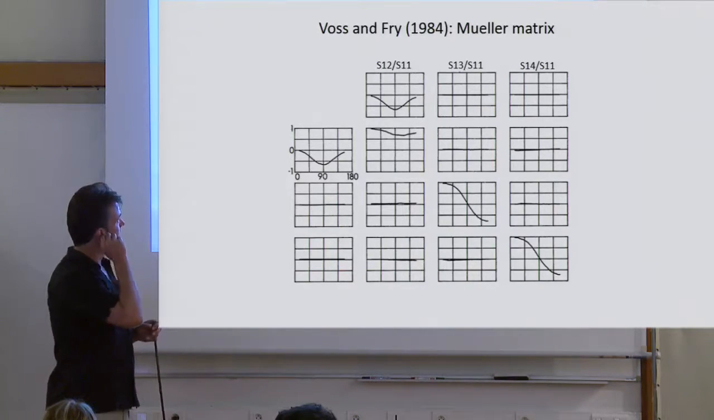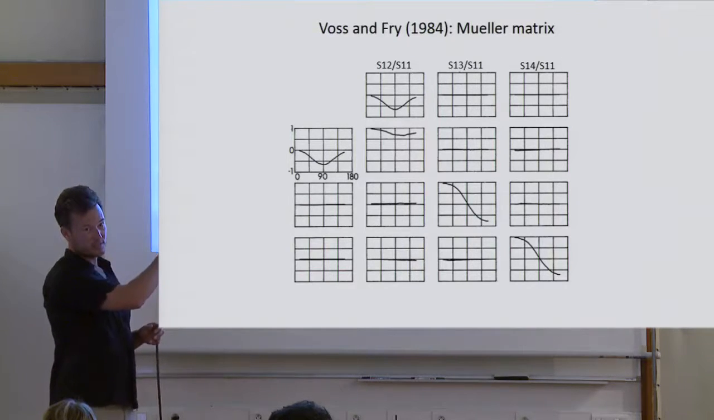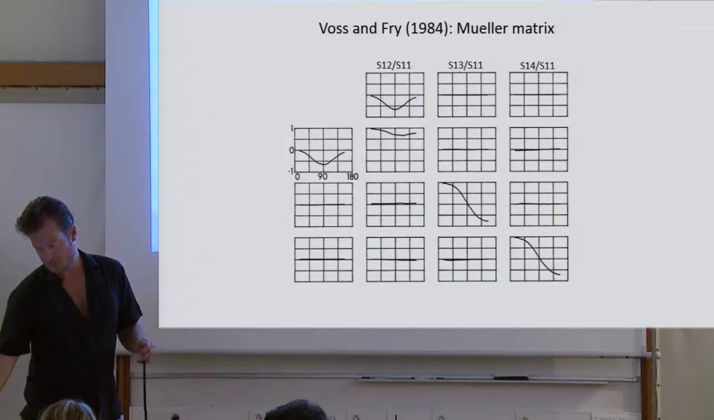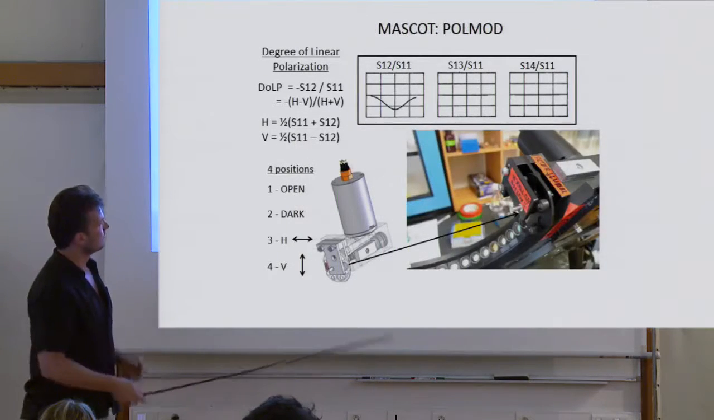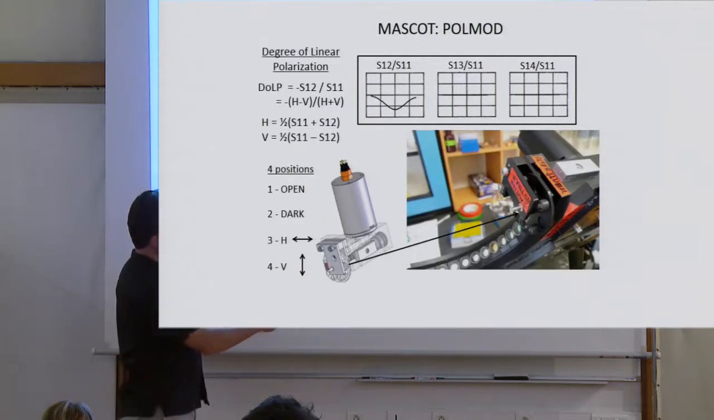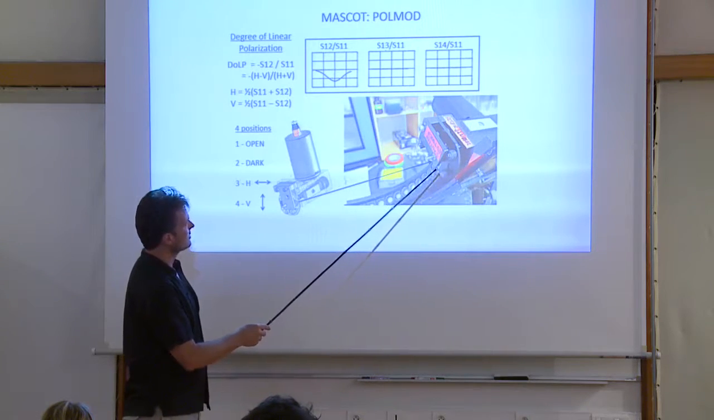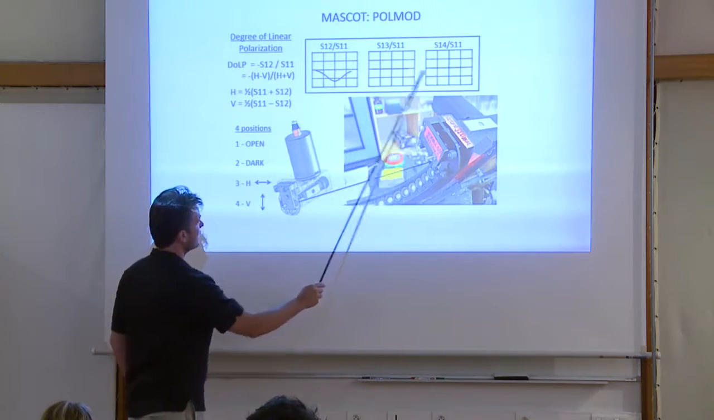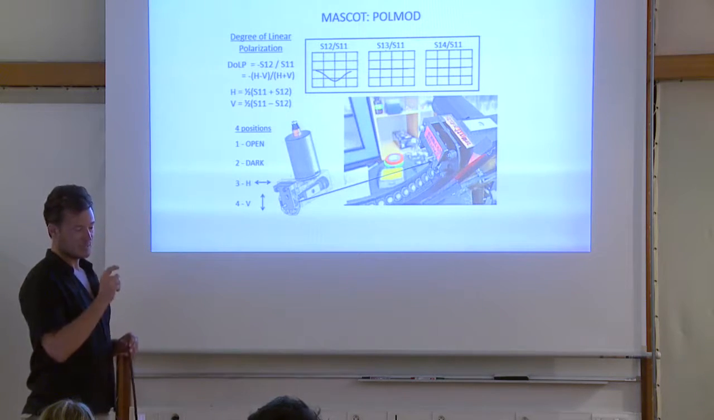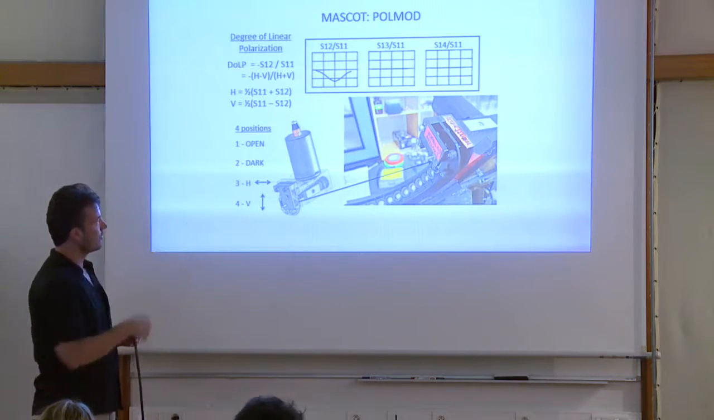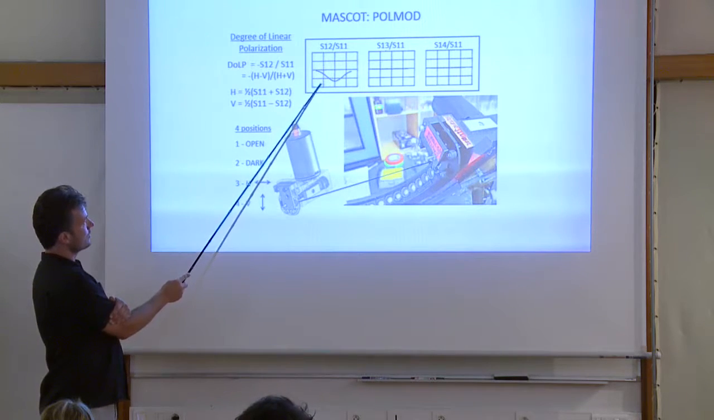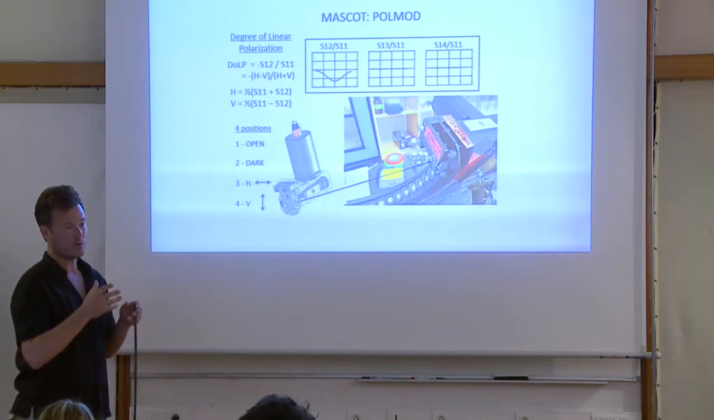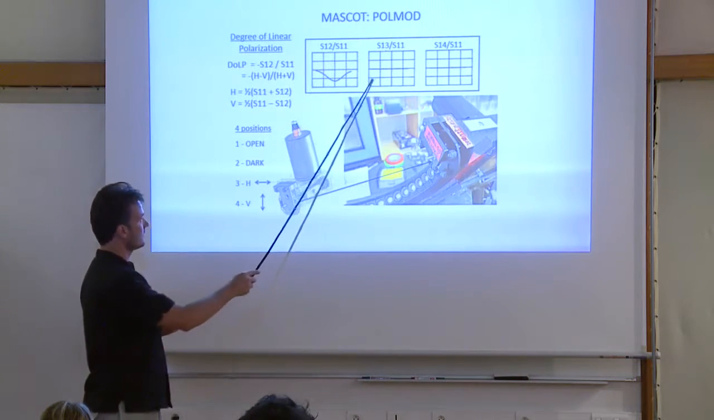So moving on to polarization, I already showed you this. This is Voss and Fry's Mueller matrix for generic average seawater. We were able to put a filter wheel in front of the source on the MASCOT, so we can put different polarization filters here. By doing that, we can start to resolve the polarization elements of the Mueller matrix in that top row. So we can get this one, which is really important, the degree of linear polarization. And then, as I mentioned, these two might be indicative of particle orientation if they deviate from zero.